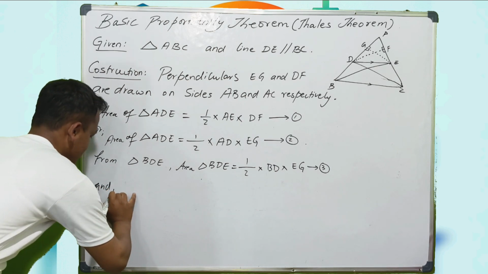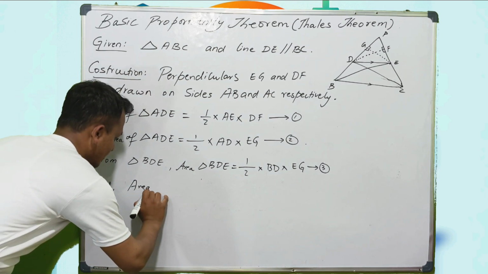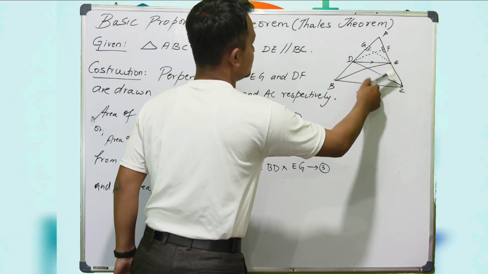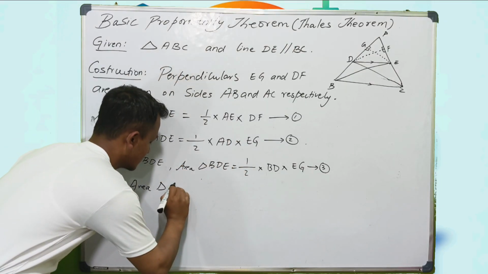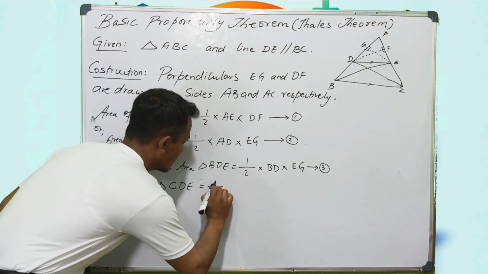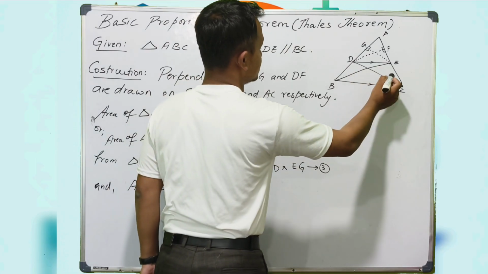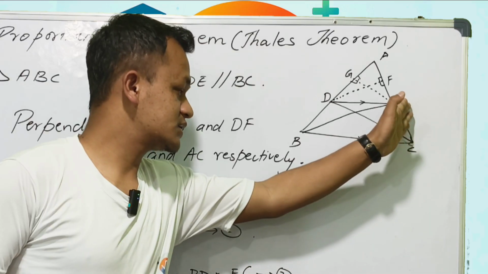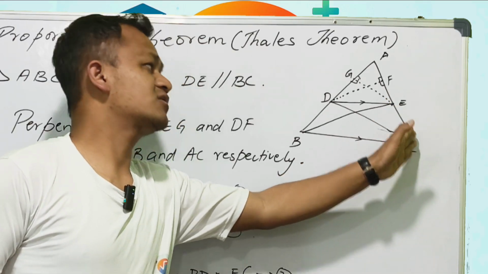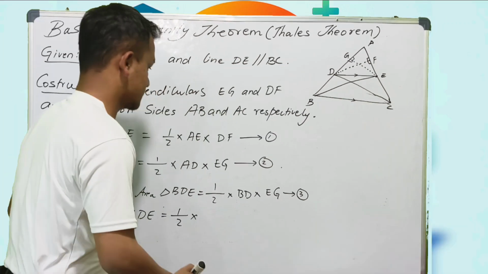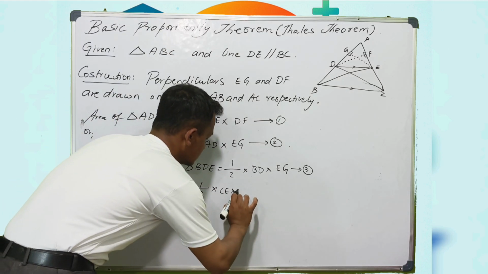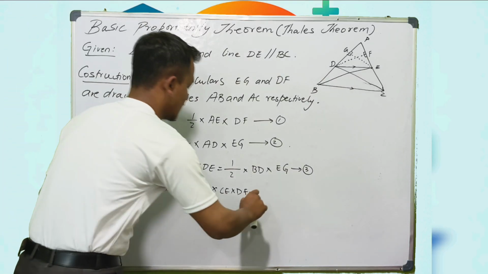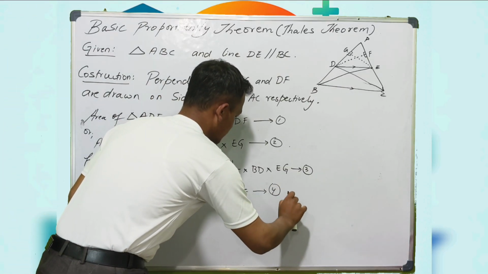And the area of the triangle, not BDE, but now let us consider CDE. Let us consider area of triangle CDE is equal to half into base. Similarly, like we have considered for BDE, let us consider the base CE, and if CE is the base, then along this base DF is the perpendicular. So half into CE into DF will be the area of the triangle CDE. And let's name this one as equation 4.